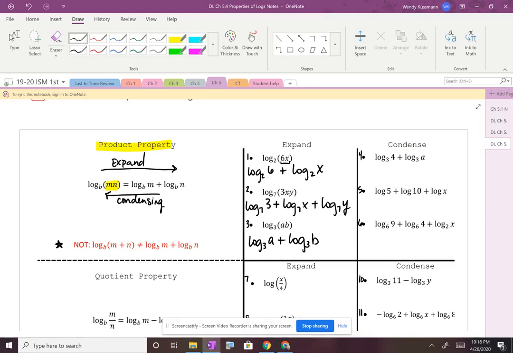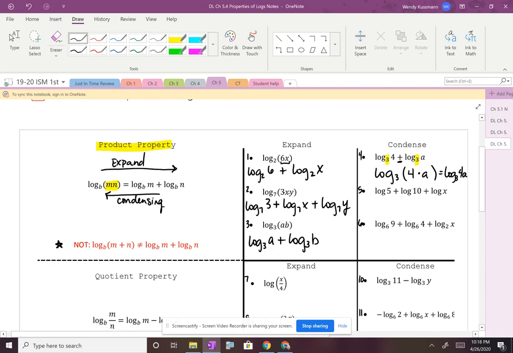Moving on to condensing. Now we're going backwards. You're given 2 logs and you're going to smush them together into 1. Another key thing that we have to look at here is that the bases have to be the same. If the bases are not the same, you cannot combine them, period, ever. Okay, so combining these, there's addition. Addition smushes together as multiplication in the argument. This gives me log base 3 of, so I'm going to put parentheses here, but you take your 2 different arguments and you multiply them. 4 times a, or log base 3 of 4a.